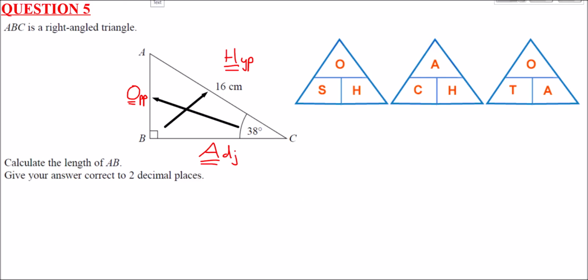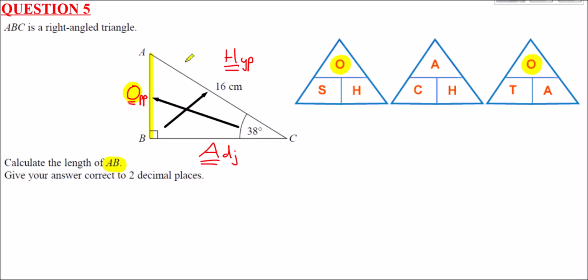So we're told here that we want to calculate AB. AB means the side going from A to B, this side here. So that's the opposite side. So colour in or label O on the SOHCAHTOA triangles. So they occur in these 2 here.